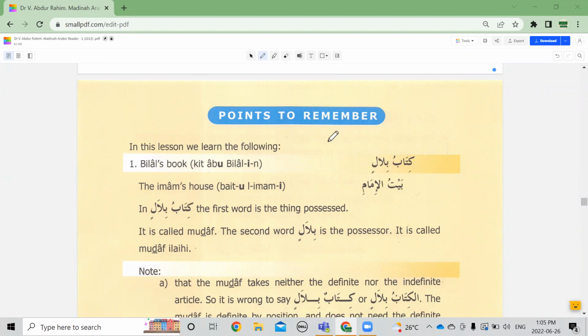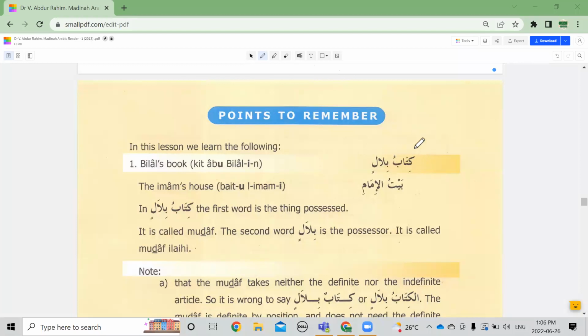We learned about Murakkab Idhaafi. Remember, Murakkab Idhaafi are the phrases which denote possession. So when something belongs to someone, for example, here we have Kitabu Bilalin, Bilal's book, book of Bilal. So this is a Murakkab Idhaafi. And the two parts of Murakkab Idhaafi, does anyone remember what they are? Mudaf ilayh. Correct. So the mudaf and the mudaf ilayh. The first part is called the mudaf and the second is the mudaf ilayh.